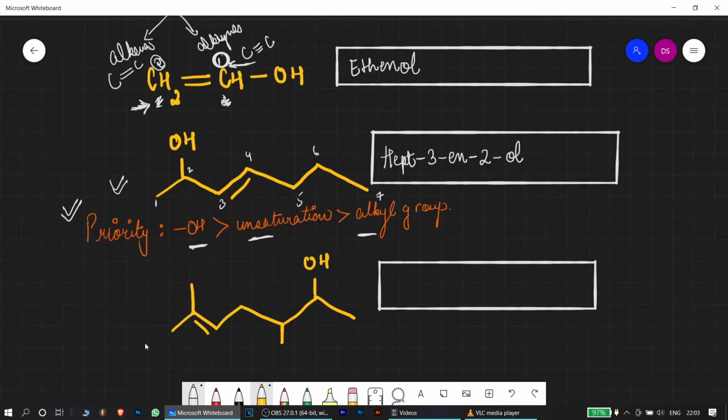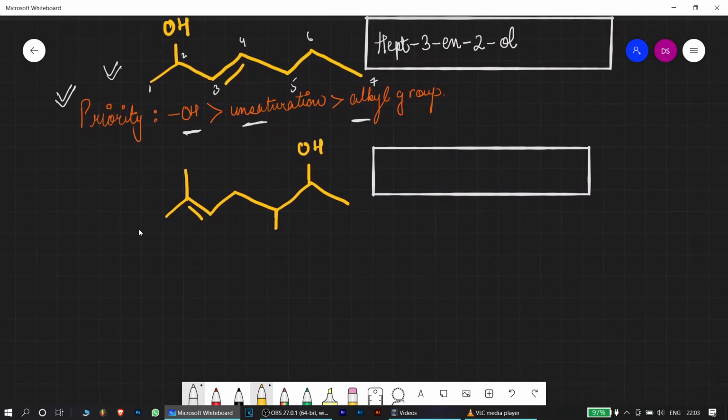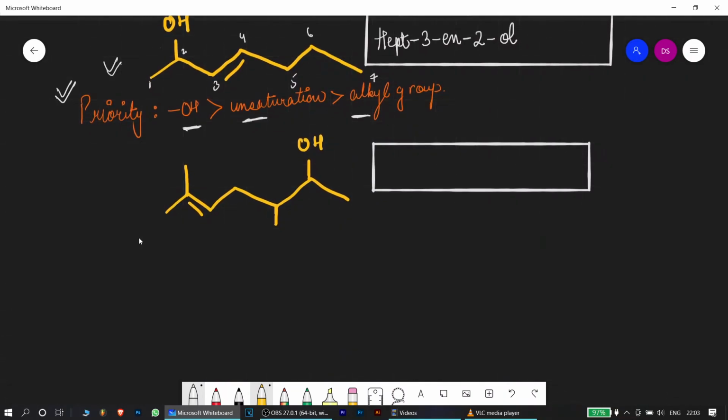Okay, now let us just continue with one more example. In this example, you can see first you have to identify the longest chain. So 1, 2, 3, 4, 5, 6 and 7. Here you can see you have a 7 membered chain again. And then here you can see you have 2 alkyl groups as well, right? It is CH3 here, CH3 here. So 2 methyl groups are also there.